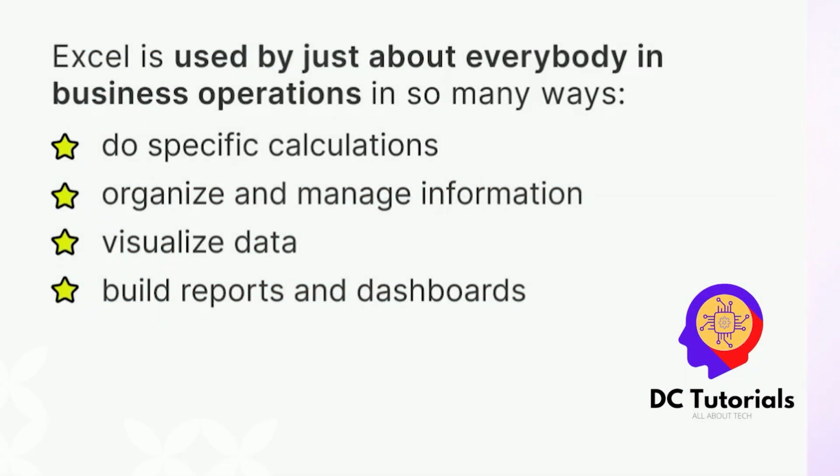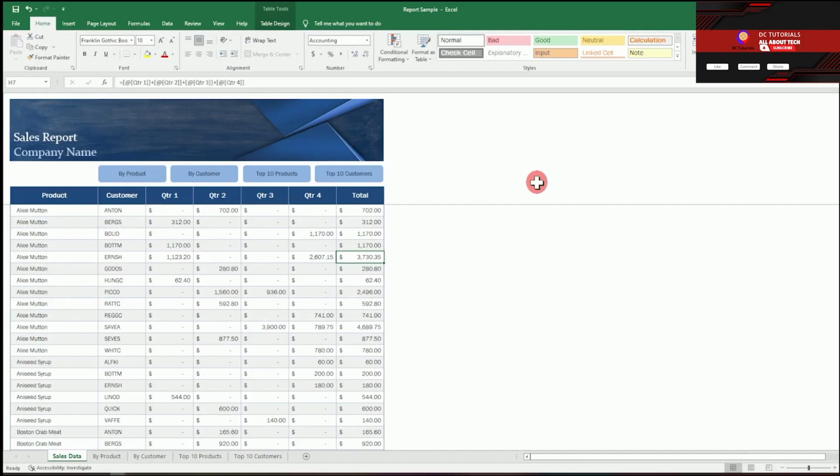To give you an overview of what Excel is used for, in many ways it has helped many business operations, because in Excel we can do specific calculations, we can organize and manage information, we can also visualize data and build our reports and dashboards. Reports and dashboards in Excel are summarized versions of your information or your data set.